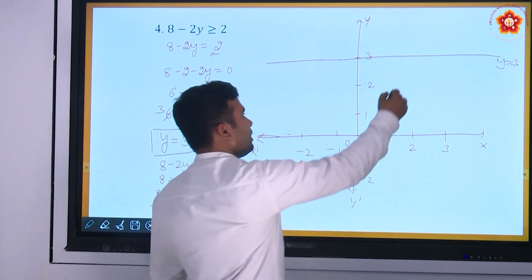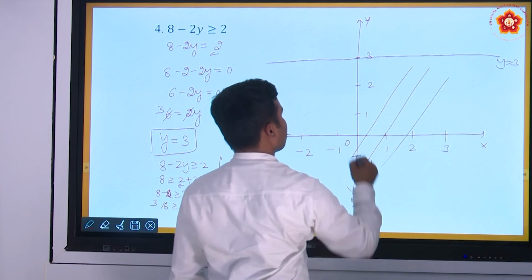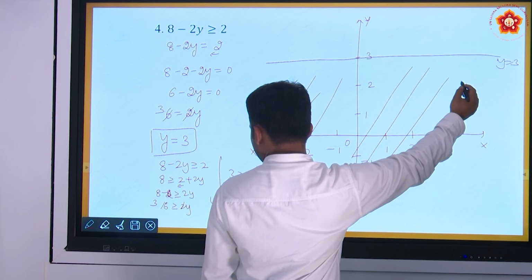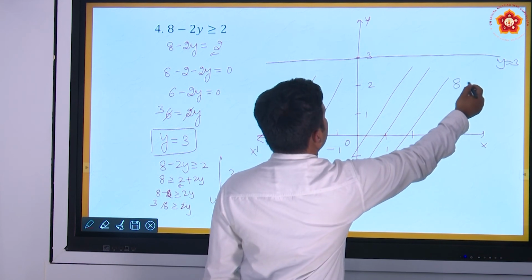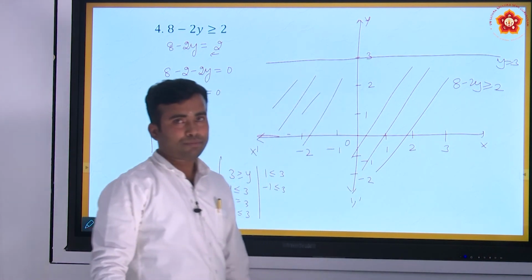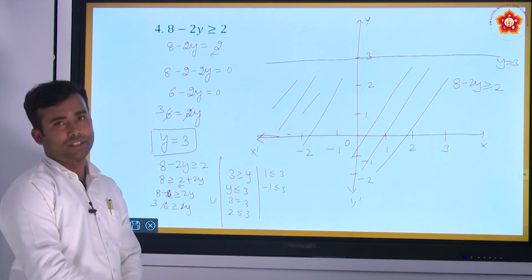Therefore, I can say the solution region is this. This region satisfies the given inequality that 8 minus 2y is greater than or equal to 2. So this is the solution region.